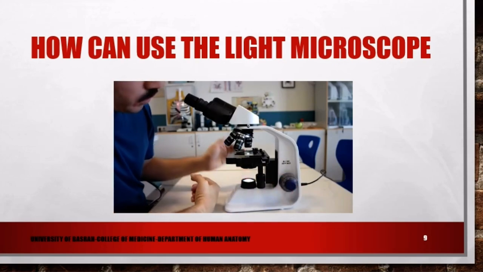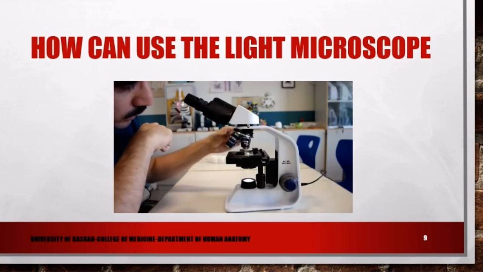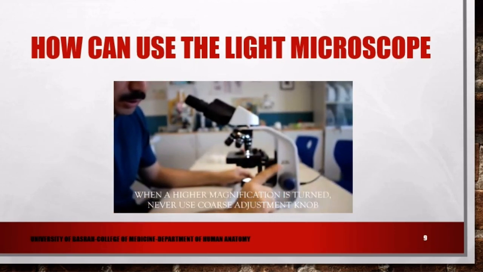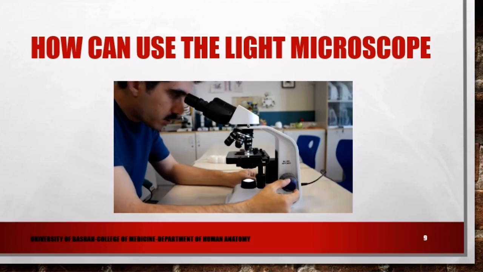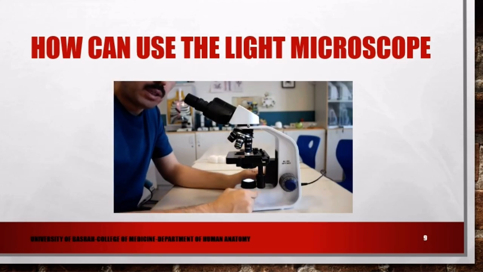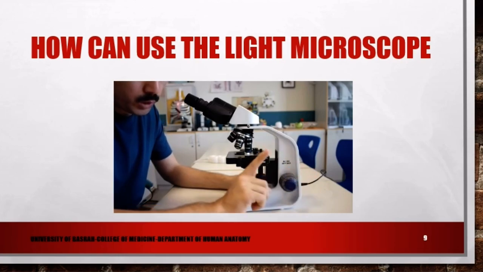Whenever we need to turn to a higher magnification, we rotate. We never use the coarse adjustment knob anymore, just the fine adjustment knob. Change the magnification. Just the fine adjustment knob. The coarse adjustment knob we don't use.